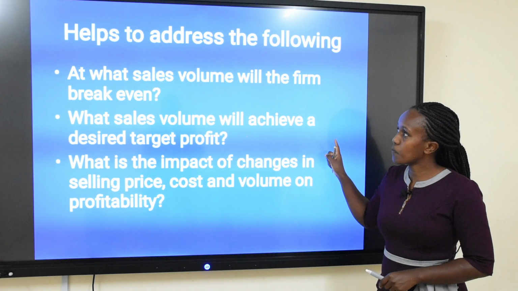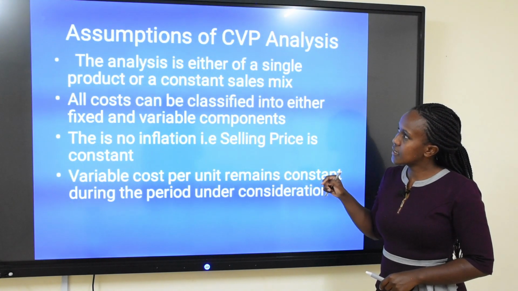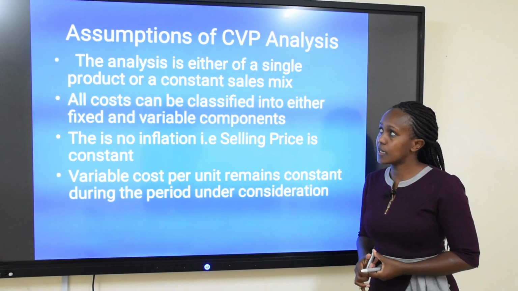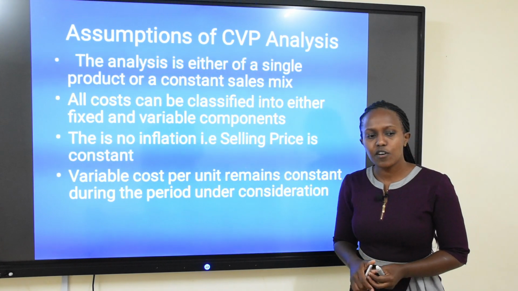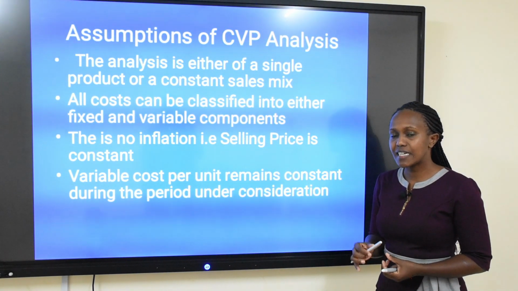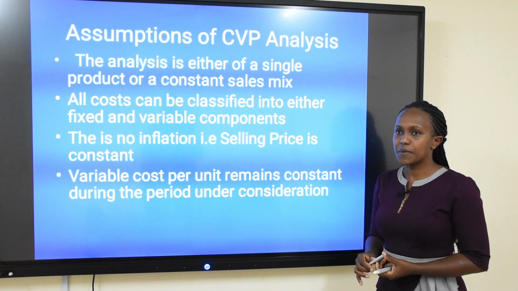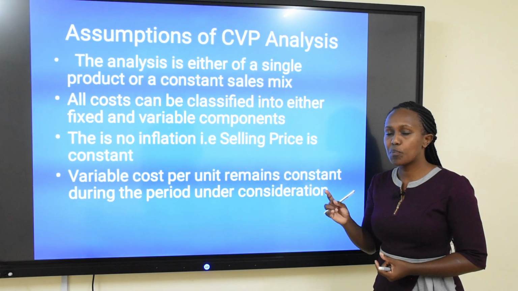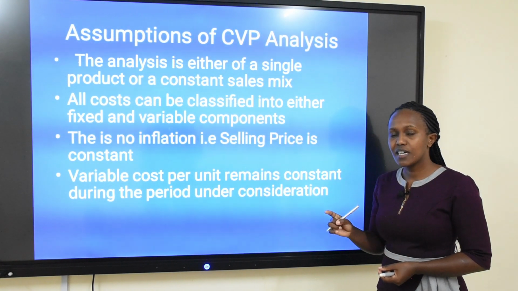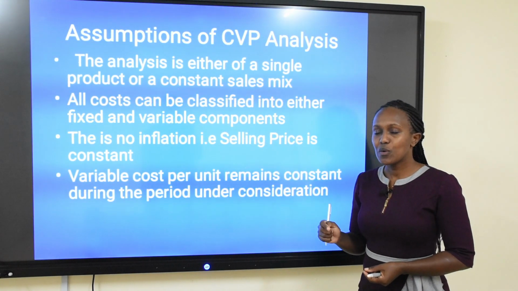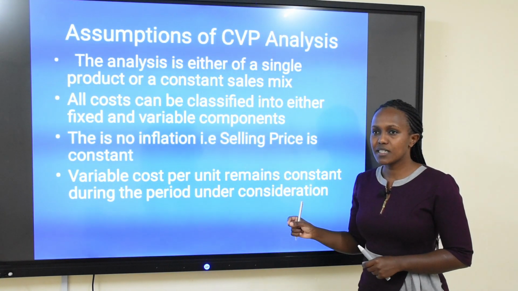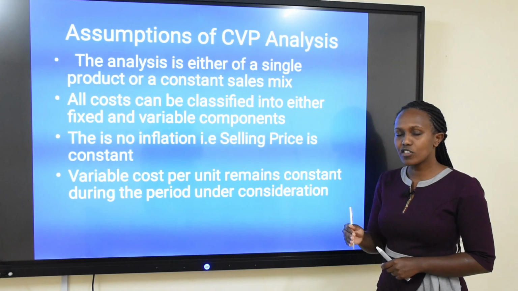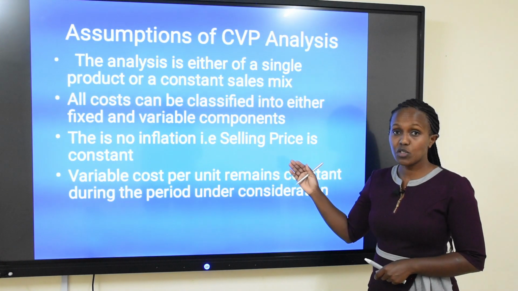So fast forward, our CVP analysis is based on the following assumptions. The first assumption is that the analysis is either of a single product or a constant sales mix. So what do we mean here? What we are going to be looking at is either a single product where an organization is selling one product, and if it sells more than one product, we are going to be assuming there is a constant sales mix, so that the products are sold maybe 3:2, 2:3, but there is a constant sales mix. This is the first assumption.